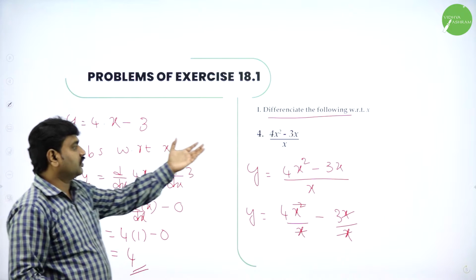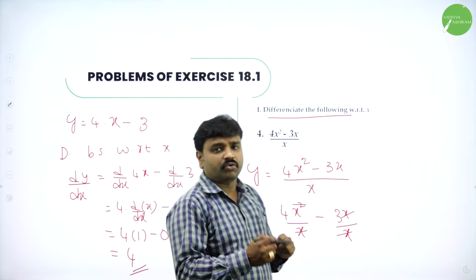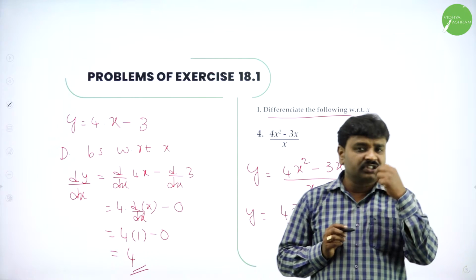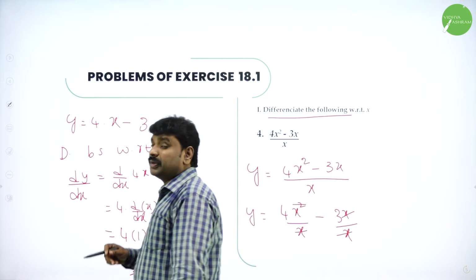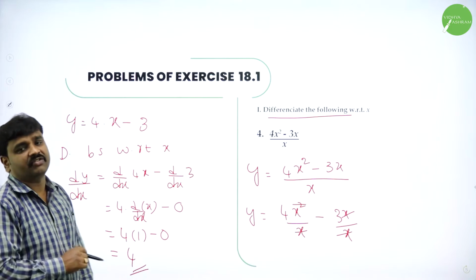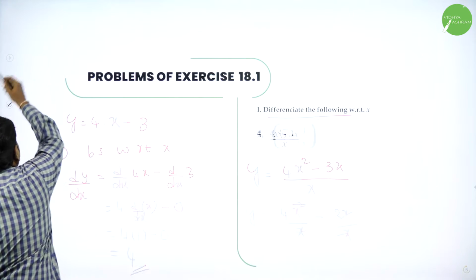So derivative of this is what? 4. So it will become 4x minus 3, and differentiation of 3 is 0, differentiation of 4x is 4 into 1, so 4 is the answer. Means before you differentiate, simplify the function, then it will become easy for derivatives.